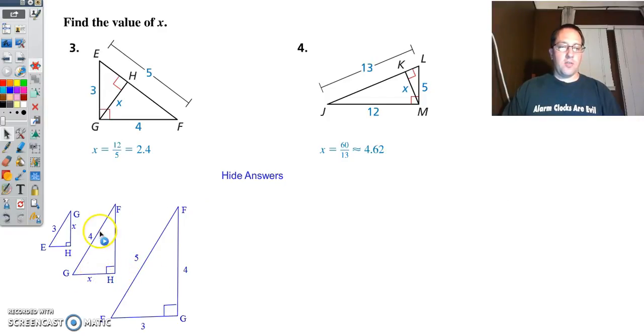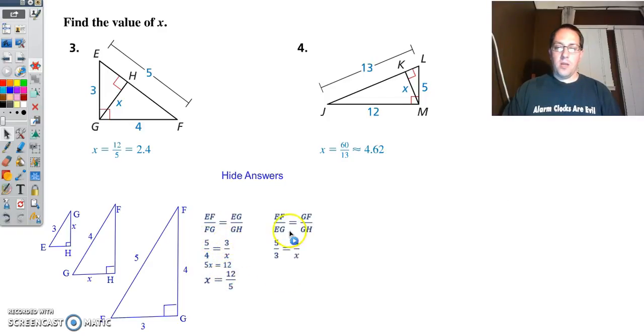Alright, so here on number 3, I've drawn out the triangles. I'm looking for x, so I can either use hypotenuse and short leg here, or hypotenuse and long leg over here. And I'm definitely going to want to use this triangle because it has both of those no matter which way I go. Here is using EF and FG, so hypotenuse and short leg, which sets up a proportion that gives me 5 times x and then 3 times 4.